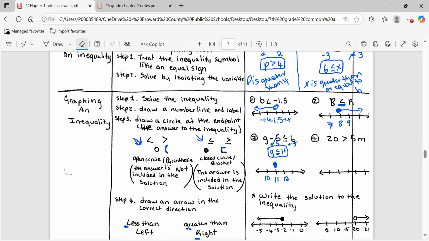Let me actually put a bracket on this one. I'm going to go ahead and use the bracket. And then G is less than. So because G is less than or equal to, then my arrow is going to be going to the left. What is this saying? Every number less than or equal to 11 will work. So will 11 work? Yes. 11 is in fact equal to G.